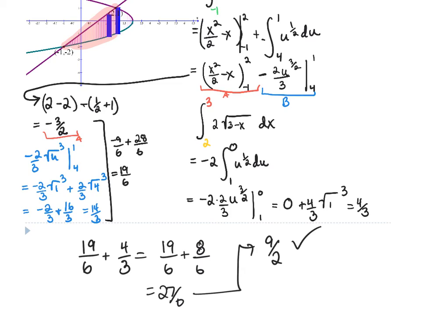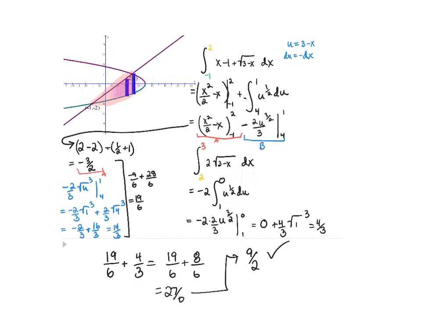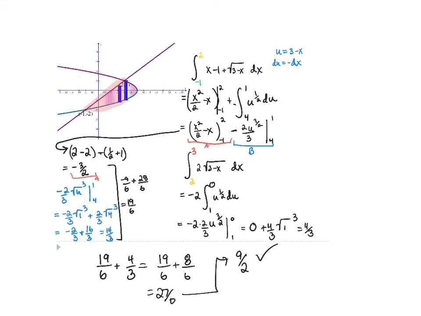Now, why did I show you this? I showed you this because there is an elegant way to do this problem, and there is a very inelegant way to do this problem. So the elegant way to do this problem was to do my integration with respect to y. So do my slices horizontally instead of vertically.